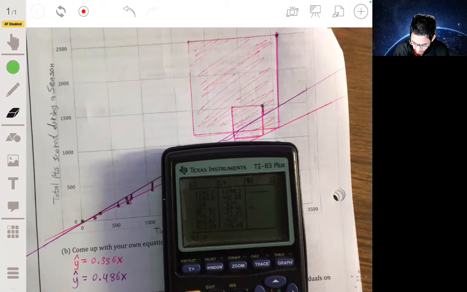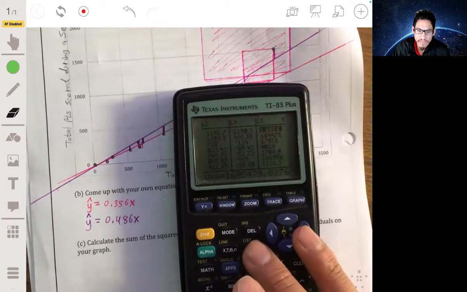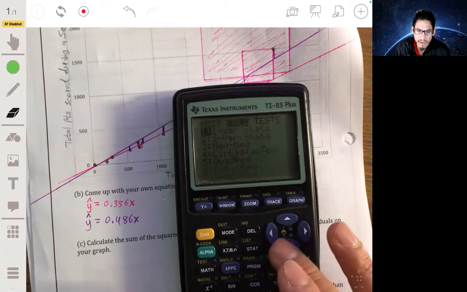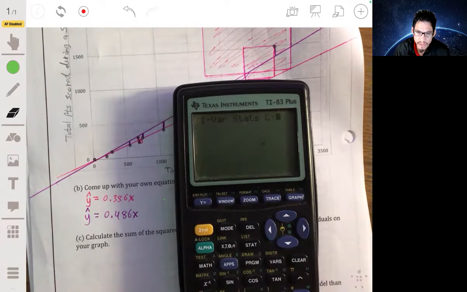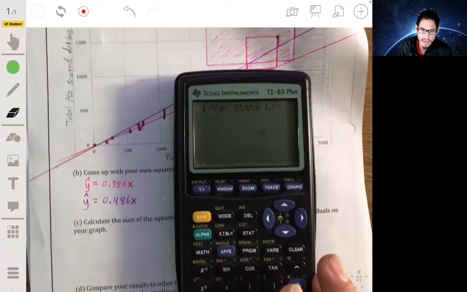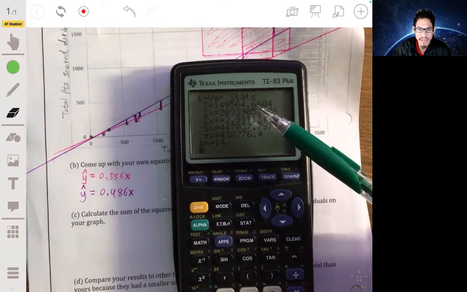So I'll just make a list, L4 squared, because those are squared residuals, and quickly populate it, and I get my sum of squared residuals in list 5. So now I'm going to figure out the sum of this. Again, using my calculator, I go to stat, go to calc, one variable statistics. Let me look at the sum in list 5. I'm going to run the statistics for list 5, so I'll type L5 and press enter.